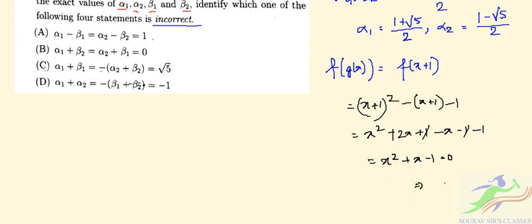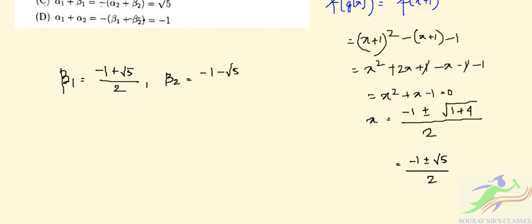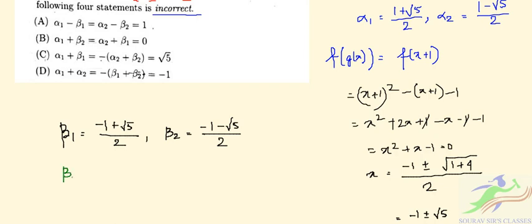If we take this equal to 0, what will be the roots? What will be the value of x? x will be equal to minus 1 plus minus root of 1 plus 4, by 2, so this is minus 1 plus minus root 5 by 2. Beta 1 is the positive one, so beta 1 equals minus 1 plus root 5 by 2, and beta 2 is minus 1 minus root 5 by 2, right? So if we do beta 1 plus beta 2, it will come to minus 1.